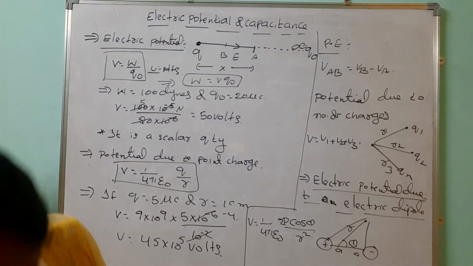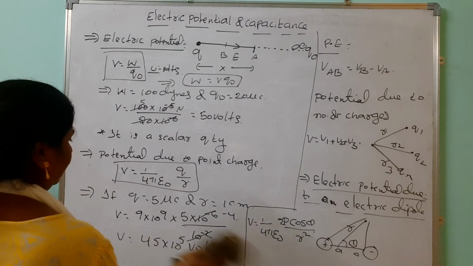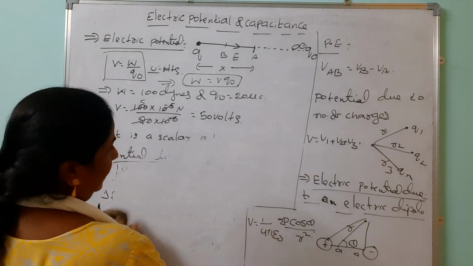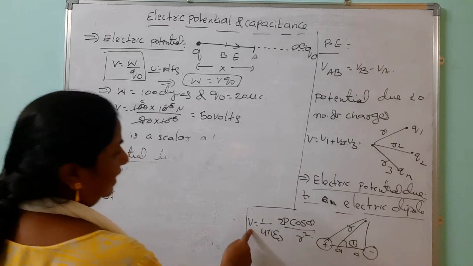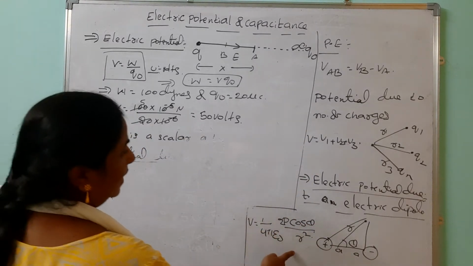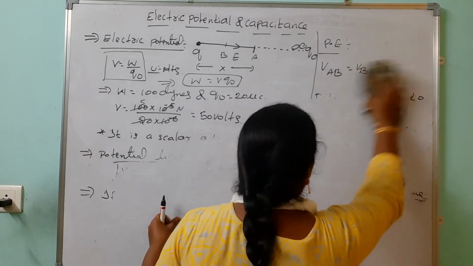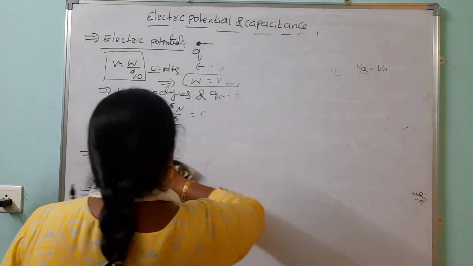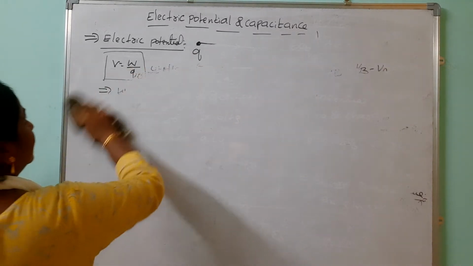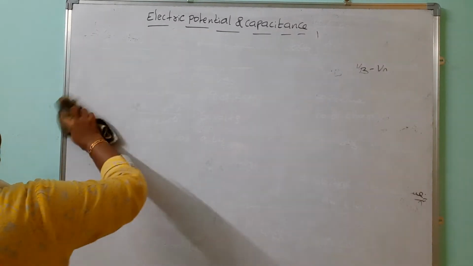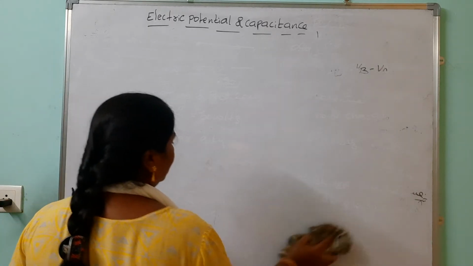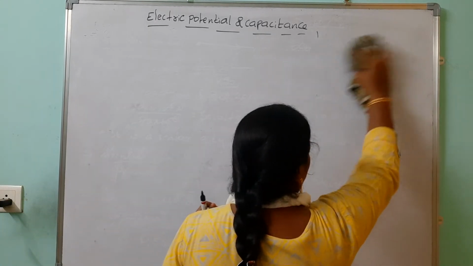For the axial line, theta equals 0, we get 1 by 4 pi epsilon naught, 2P by R square. For the equatorial line, theta equals 90 degrees, which means there is no electric potential. So this is about the electric potential due to an electric dipole.